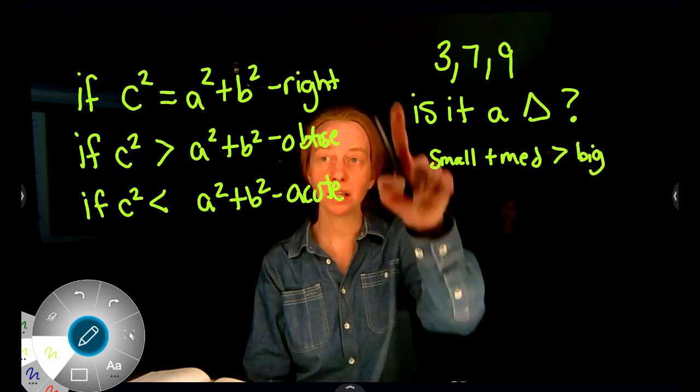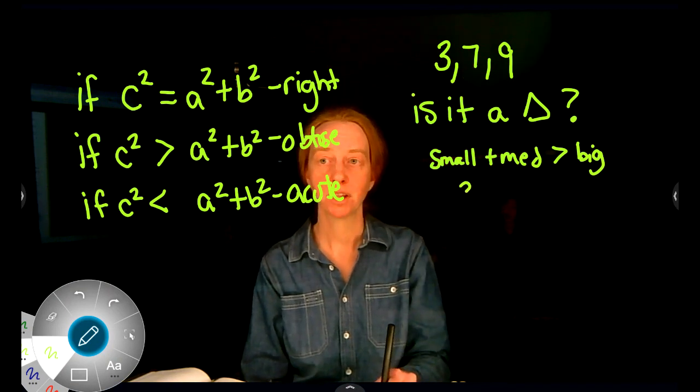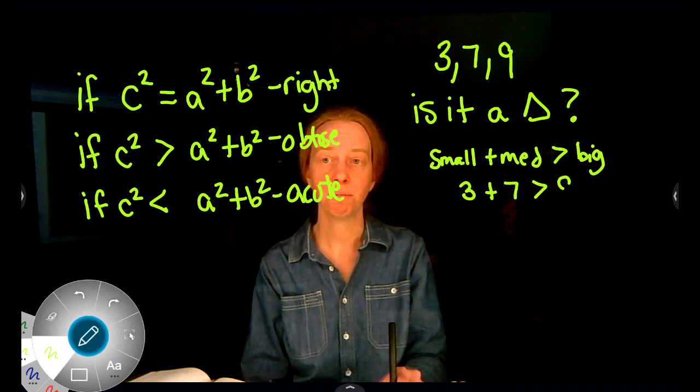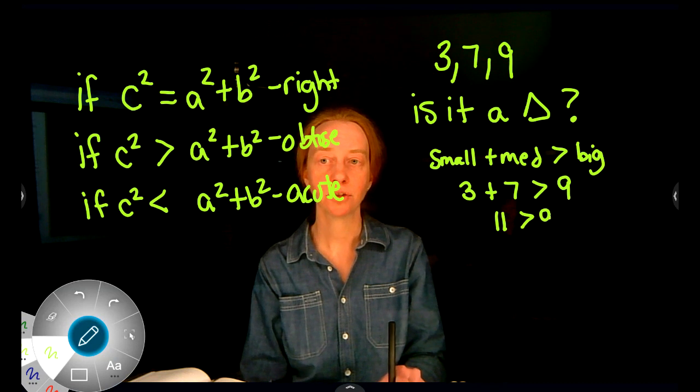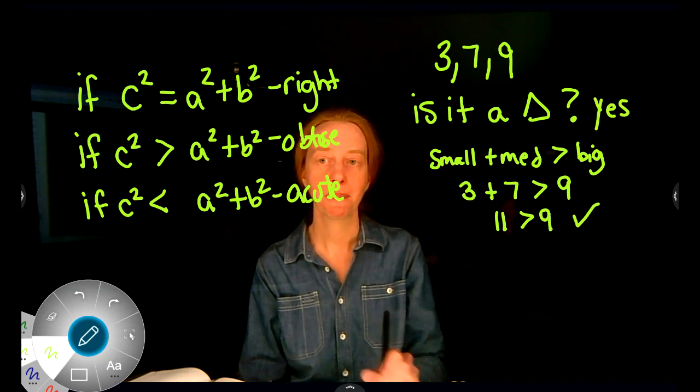So we're putting these triangle lengths in order. Small is the 3 plus the medium is 7. Is that greater than the biggest side? 3 plus 7 is 11... no, 10. 11 is greater than 9. So check. Yes, it is a triangle.